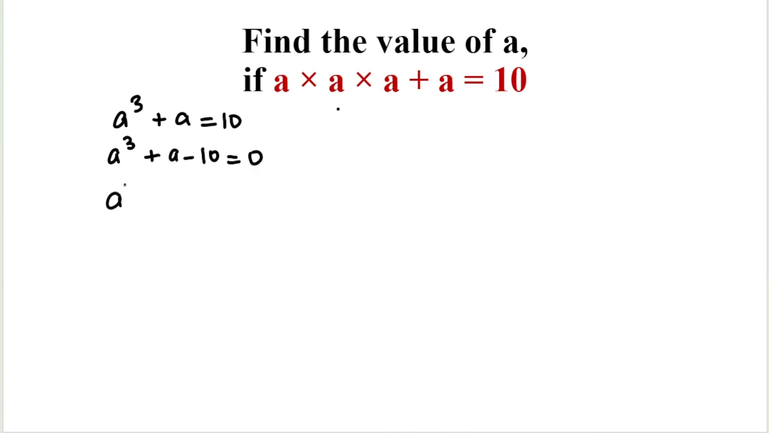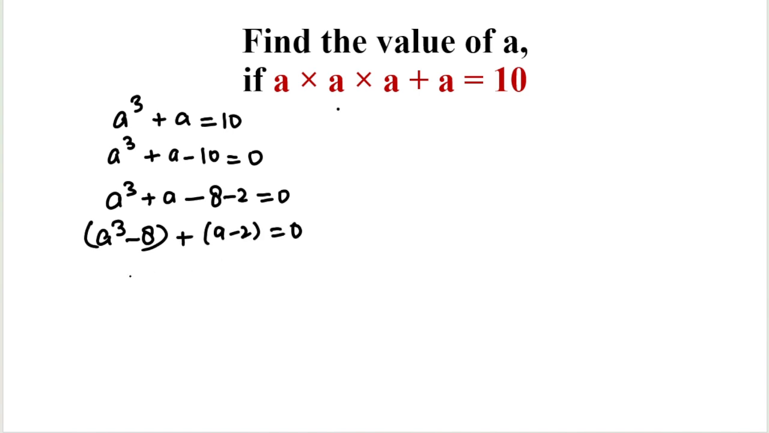अब हमें a क्यूब प्लस a, अब 10 को ब्रेक करना है, -8 and this -2 that is equal to 0. a cube minus 8 in one bracket plus a minus 2 equal to 0 in other bracket. Now this 8 can be written as 2 cube plus a minus 2 equal to 0.